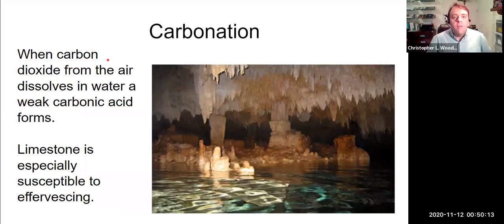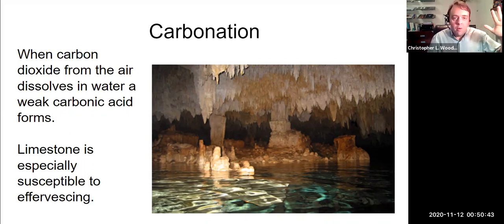Carbonation, this is a big one. Carbonation is when carbon dioxide from the air dissolves into water. It becomes a weak acid called carbonic acid. Limestone is highly susceptible to acids. So over time, what happens is the limestone is slowly dissolved by that water, that weak acid. And so it will form caves, stalactites, stalagmites, Luray caverns, for example.